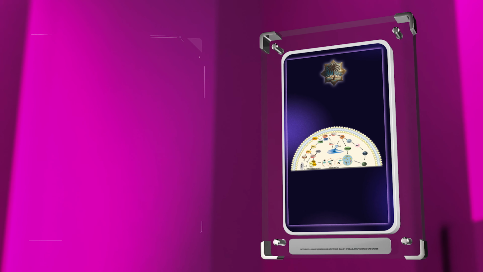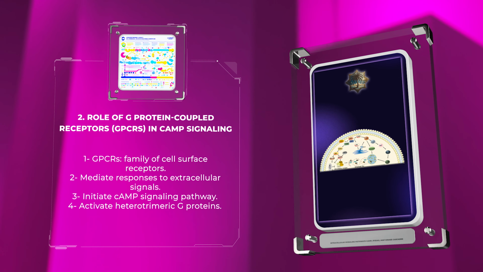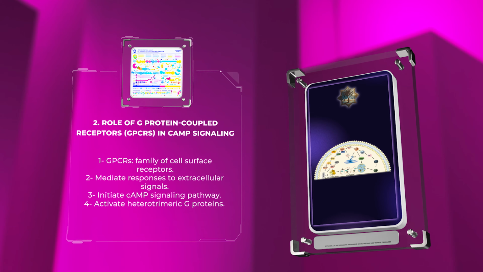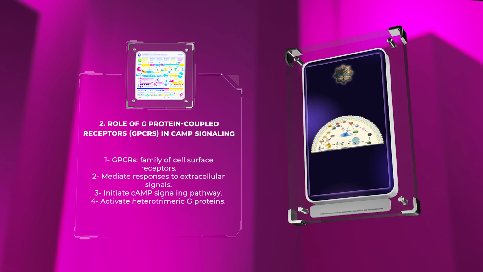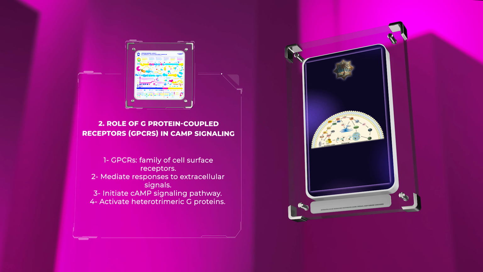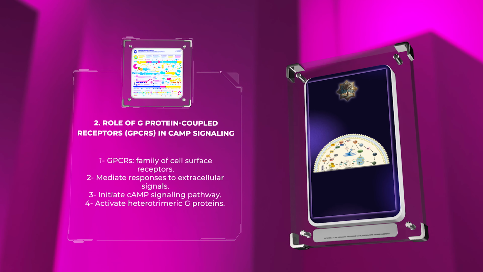GPCRs are a family of cell surface receptors that mediate responses to a wide array of extracellular signals. They play a crucial role in initiating the cAMP signaling pathway. Upon binding to specific ligands, GPCRs undergo conformational changes that activate heterotrimeric G proteins. These G proteins, in turn, regulate the activity of adenylyl cyclase, leading to cAMP production.